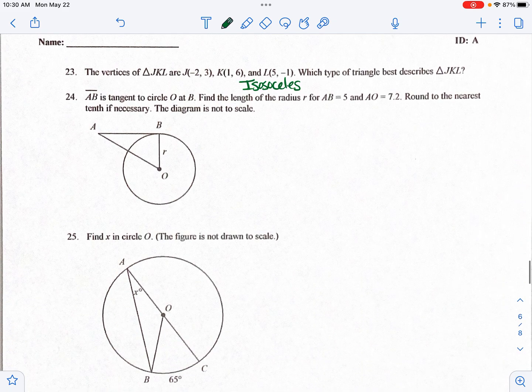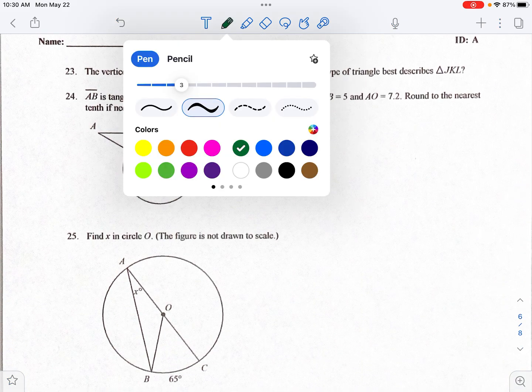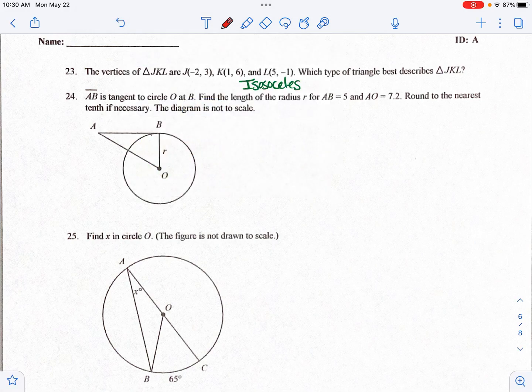All right, 24, AB is a tangent to the circle. So since it's tangent, we know that the radius and the tangent are perpendicular. So we know that's a right angle, which makes that a right triangle. My job is to find the length of the radius, and you can see how it's labeled right here. AB is 5, and from A to O is 7.2.